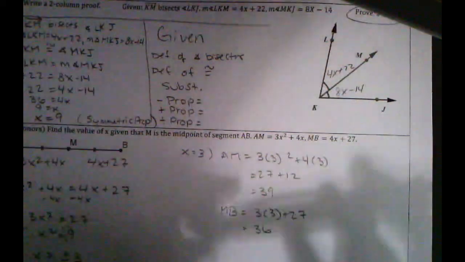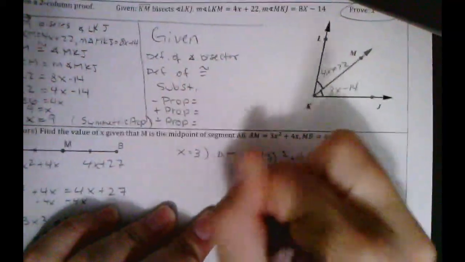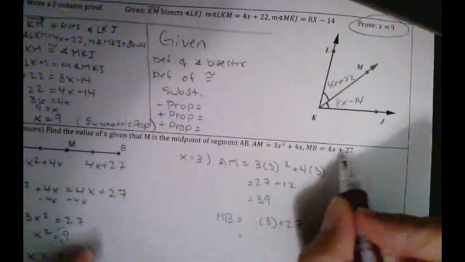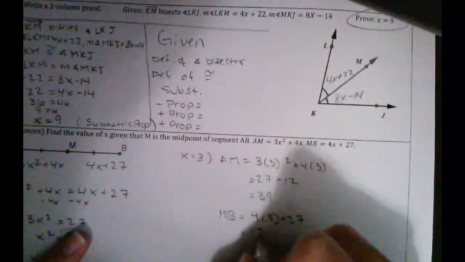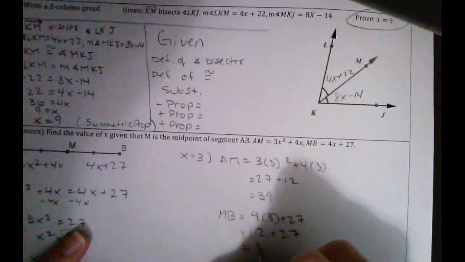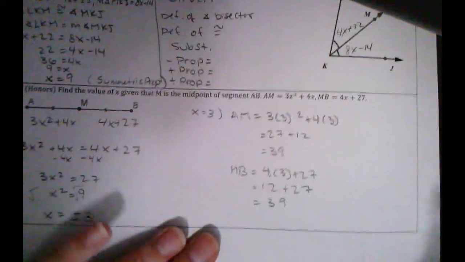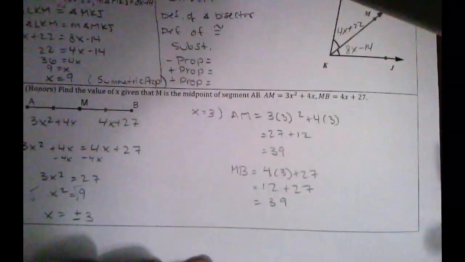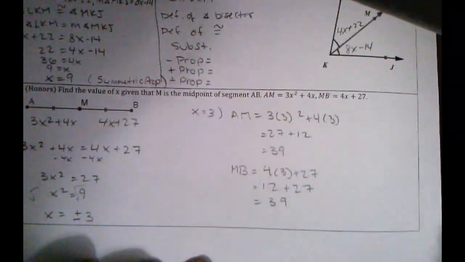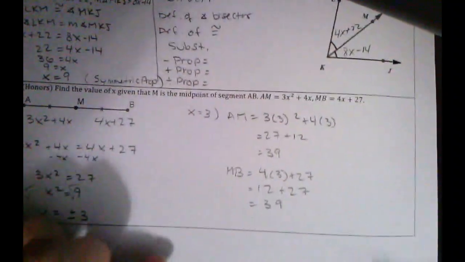Okay, so just kidding. I found out where I messed that up. MB is 4x plus 27, so 4 times 3 is 12 plus 27, which is 39. So it had to be 39 because M is the midpoint and they should be the same. All right, so it's looking like 3 is fine. So now we should plug in negative 3.